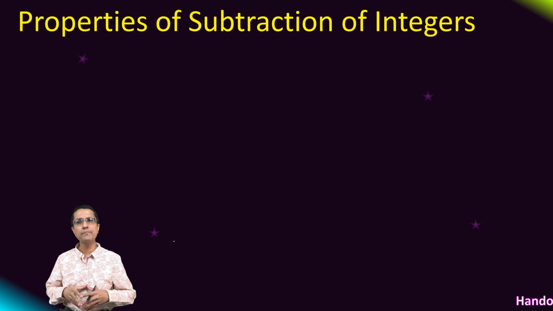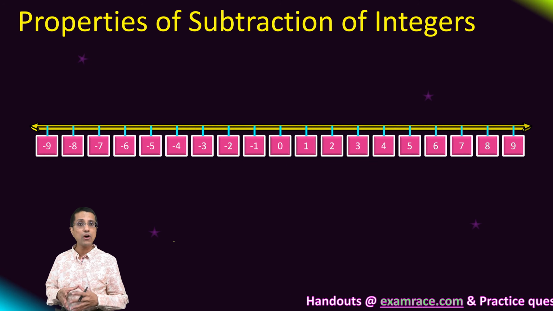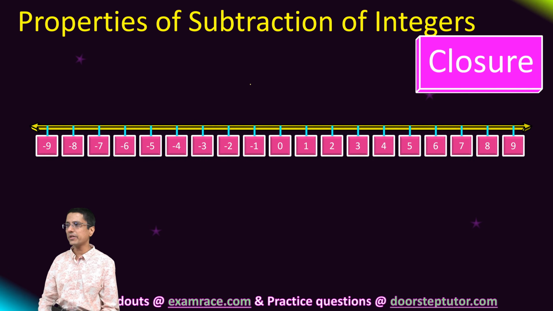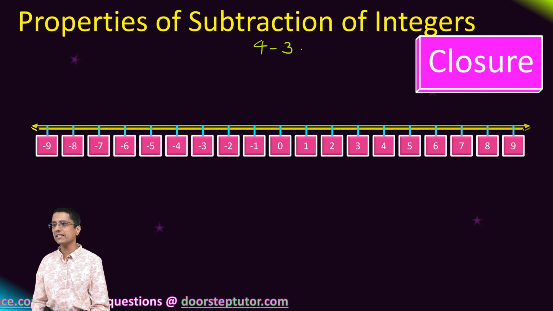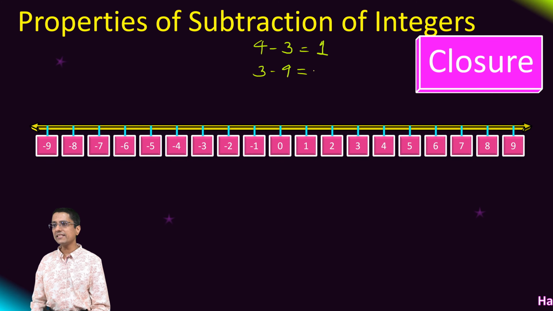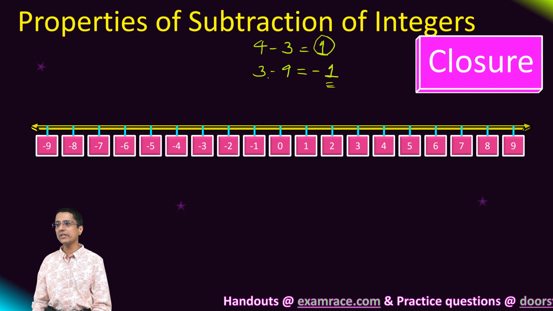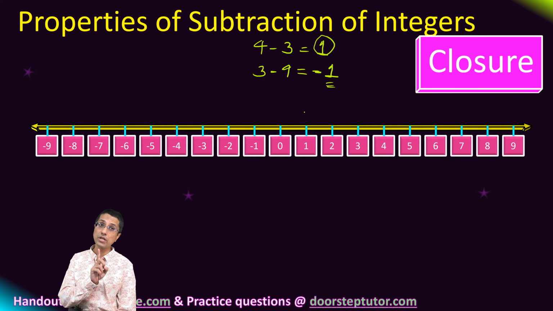Now let's look at the properties of subtraction of integers. We already know that subtraction of whole numbers is not closed. So let's say I do 4 minus 3, the answer comes out to be 1. If I do 3 minus 4, then the answer comes out to be minus 1. So in the first case, my answer was a whole number. In the second case, my answer came out to be minus 1, which is not a whole number, mind you.